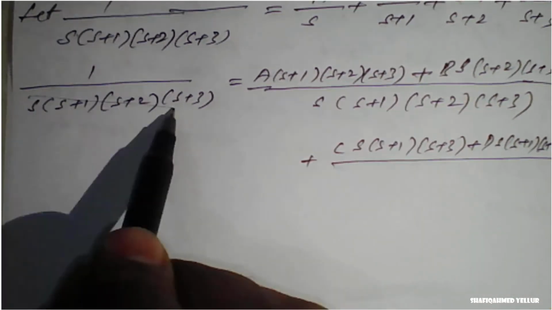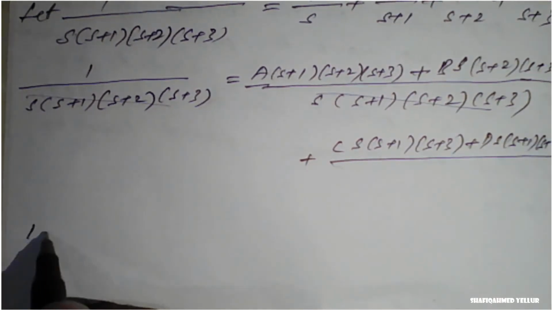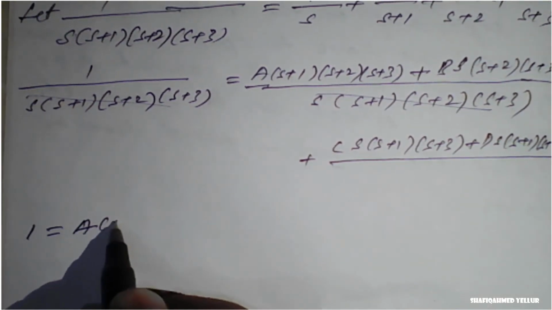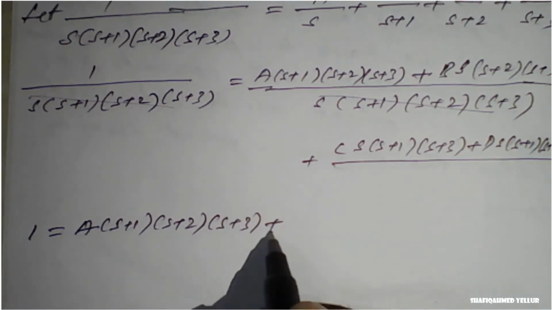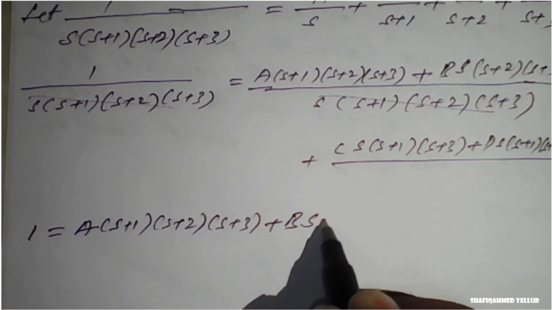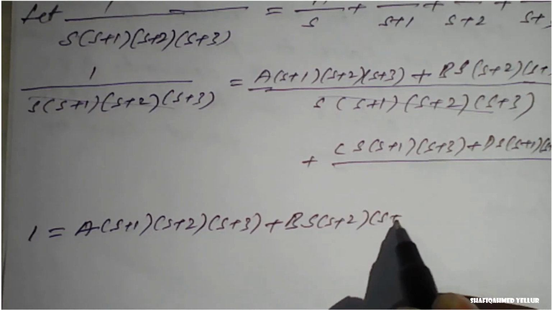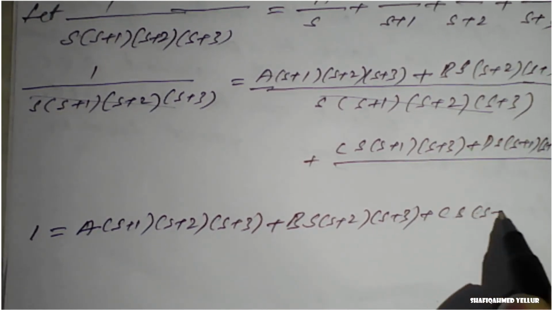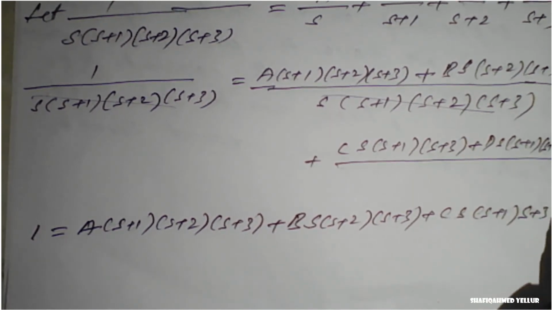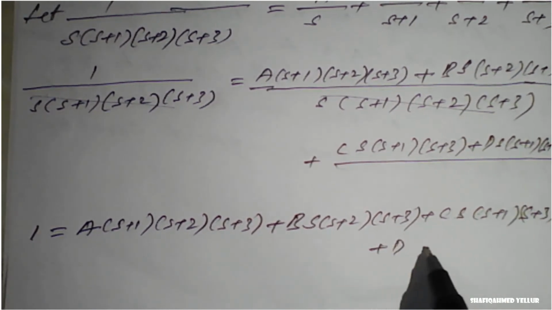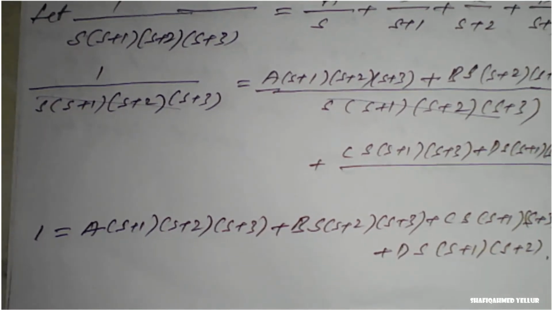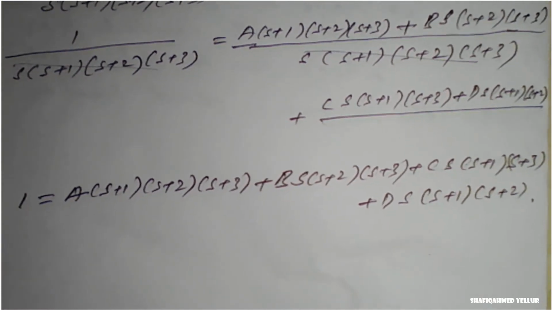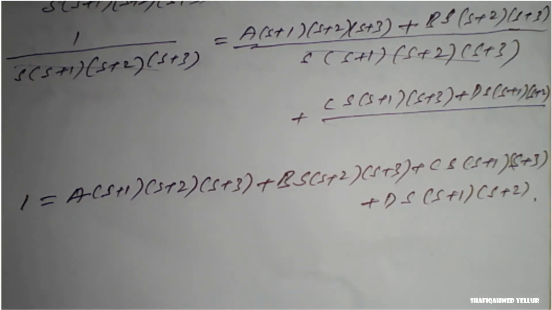So therefore these denominators will cancel each other, so we'll get 1 is equal to a into s plus 1, s plus 2, s plus 3, plus b into s plus 2, s plus 3, plus c into s plus 1, s plus 3, plus d into s plus 1, s plus 2. Now we need to simplify this one by one to get the value of a, b and c.